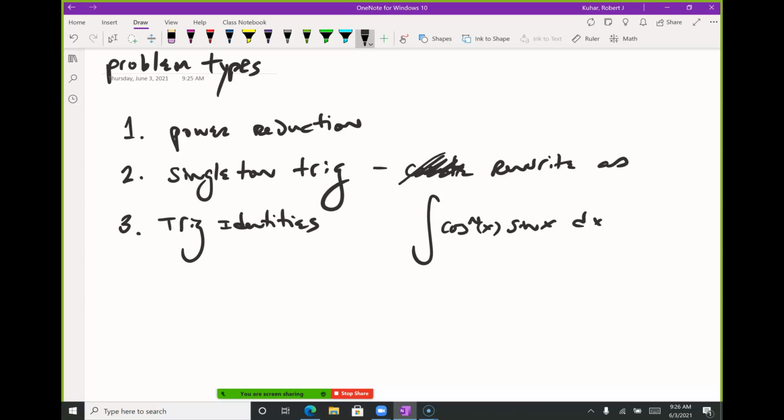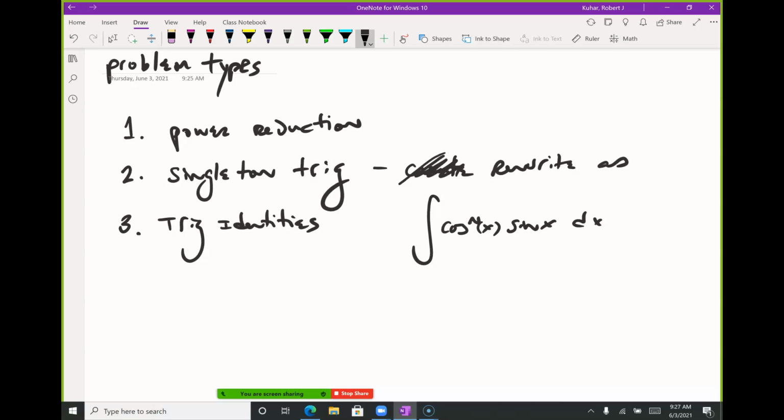The trig identities are obviously Pythagoreans. So Pythagoreans are really the main thing here. I don't know if these are all individual problem types. One or two of them could happen inside of one problem, but these are the things you're looking for.